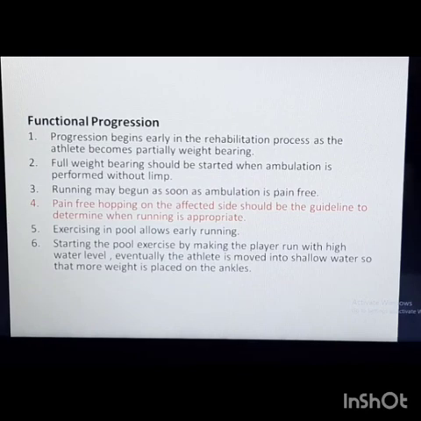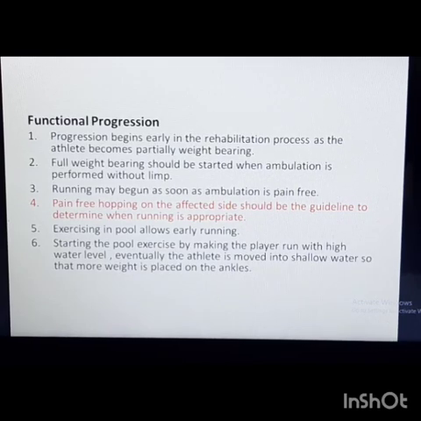Functional progression. Progression begins early in the rehabilitation process as the athlete becomes partial weight bearing. Full weight bearing should be started when ambulation is performed without limping. So when you see that the patient is partial weight bearing and having pain, full weight bearing can only be started when ambulation becomes pain free, with no limping, and running should be done when ambulation is pain free.